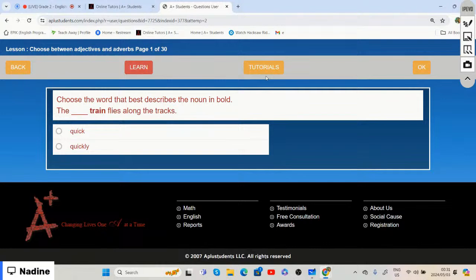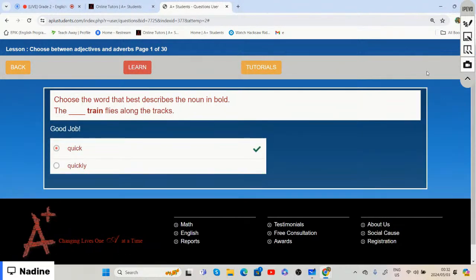All right. So if we were to select what kind of train, you see how I use what kind or how many, right? Because if we need to select an adjective, you need to ask yourself what kind or how many. If you cannot answer those two questions, then it means that it is not an adjective. So now we're going to ask what kind of train, right, flies along the track. Then we're going to say it's a quick train. So well done. Option one is correct.